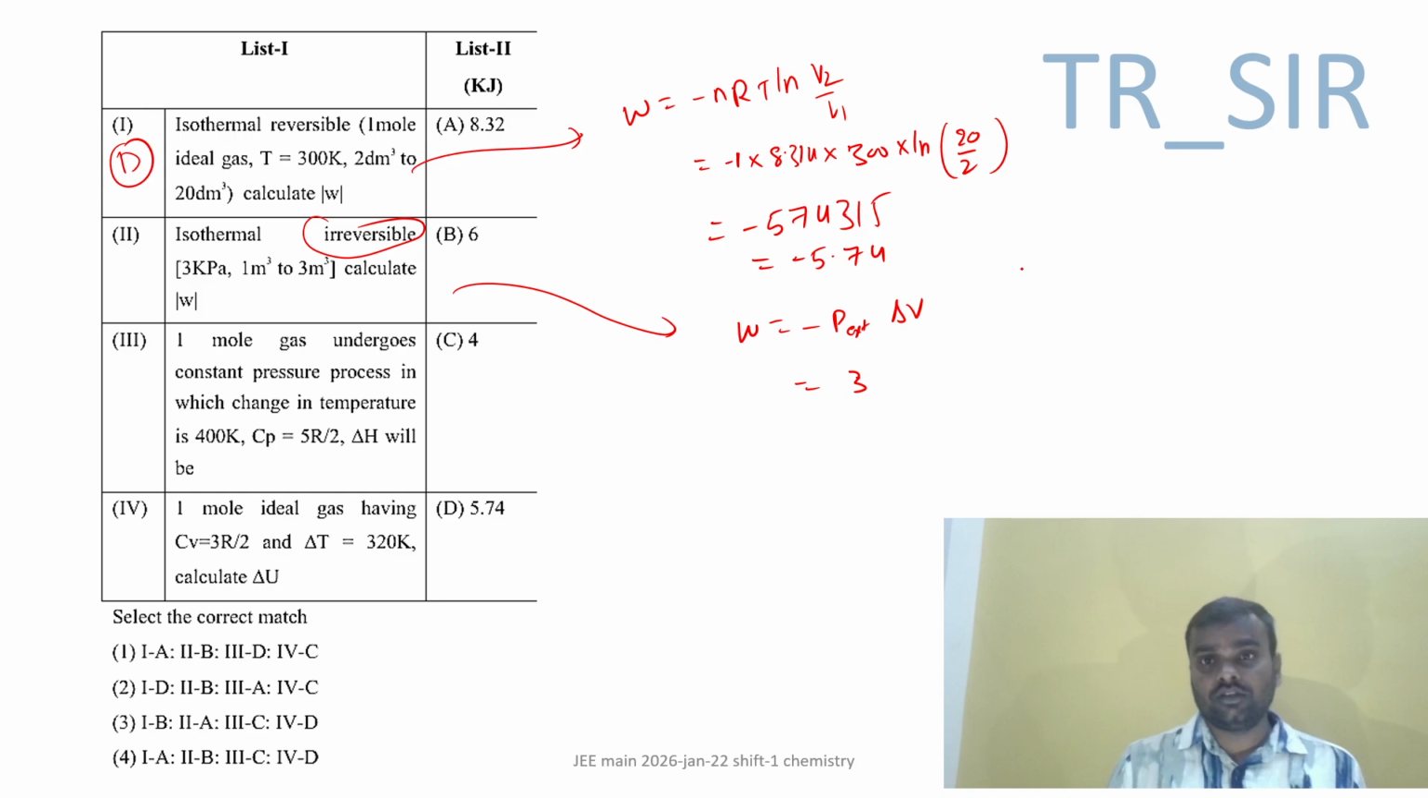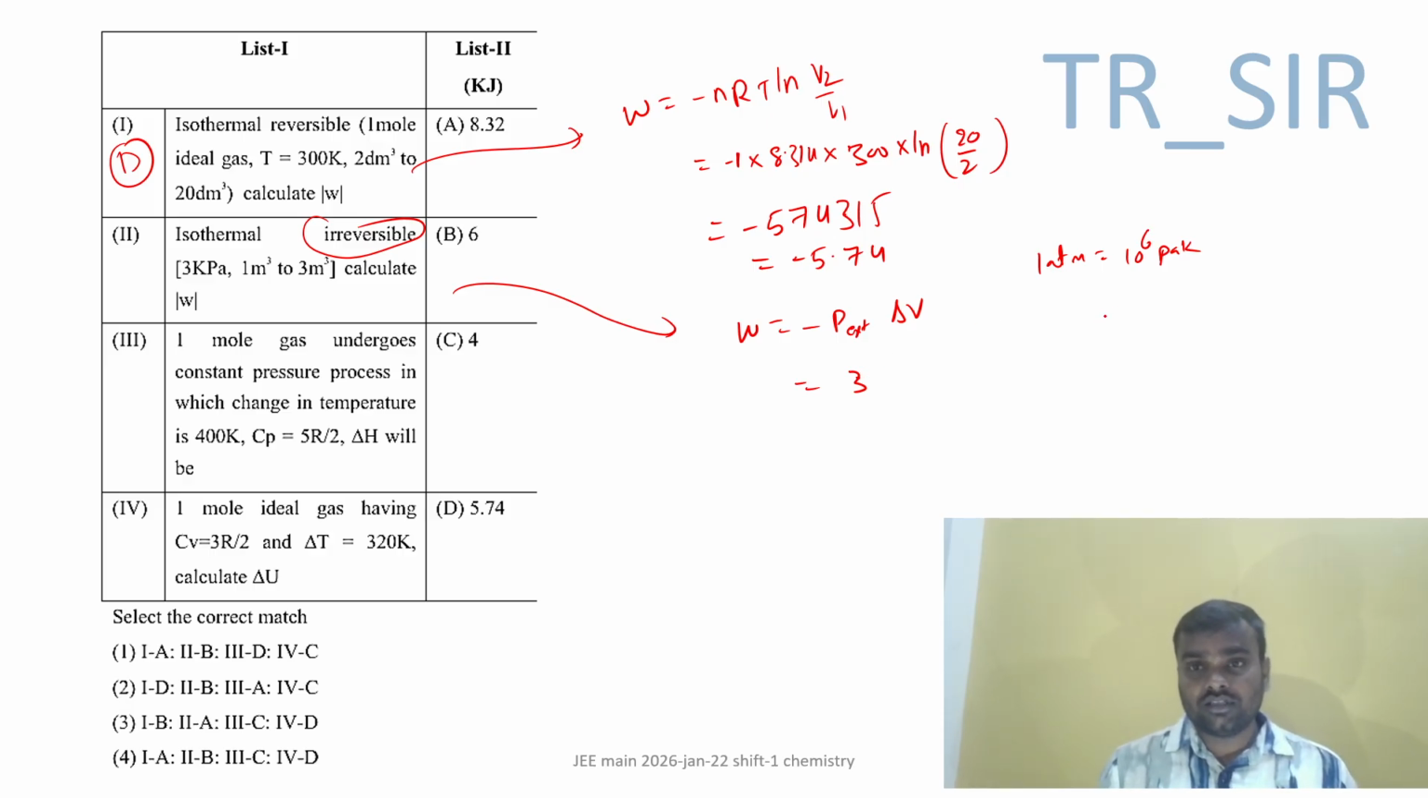Convert into atmosphere. So 1 atmosphere is equal to 10 power of 6 pascals. That means we need to take the given 3 kilopascal first. 1 pascal is equal to how many atmosphere? 10 power of minus 6. That means 10 power of minus 6 atmosphere into 10 power of 3 atmosphere.